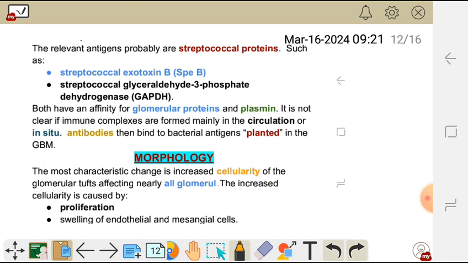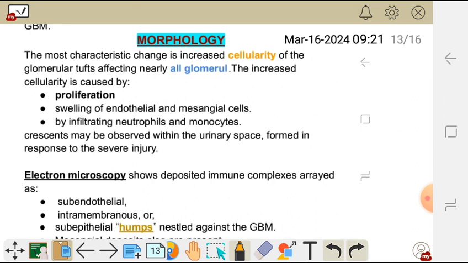Okay, now let's move on to the morphology. The most prominent morphologic feature observed here is the increase in the cellularity of the glomerular tuft. So the cells of the glomerulus are going to increase. There will be increased proliferation of glomerular cells. Then we have swelling of endothelial and mesangial cells.